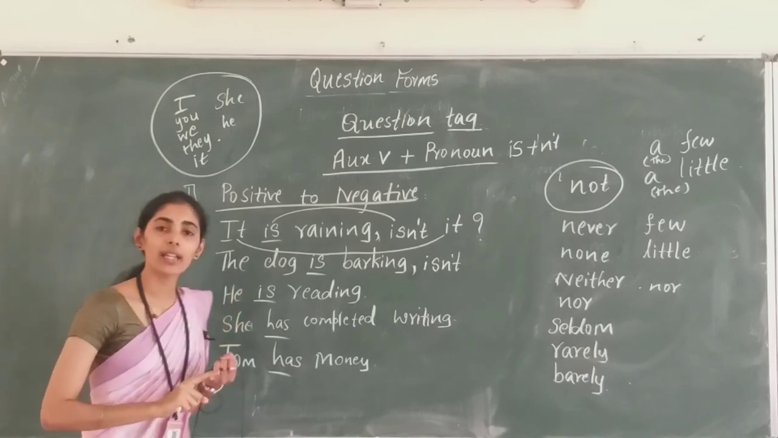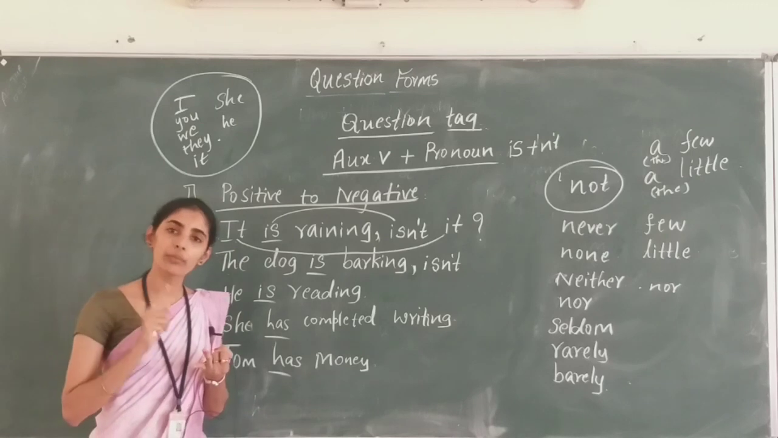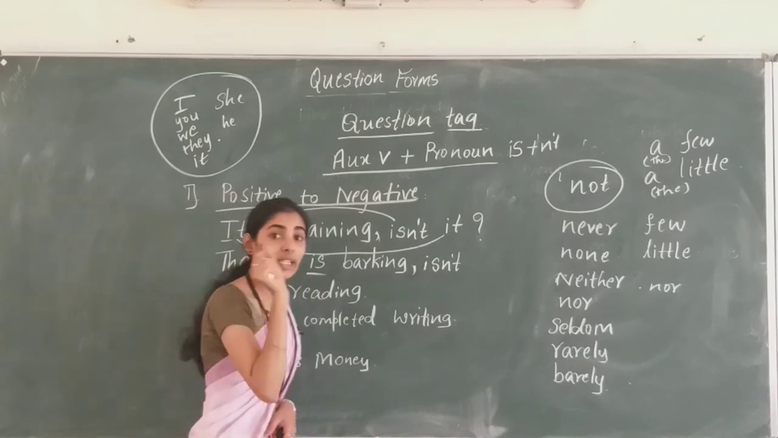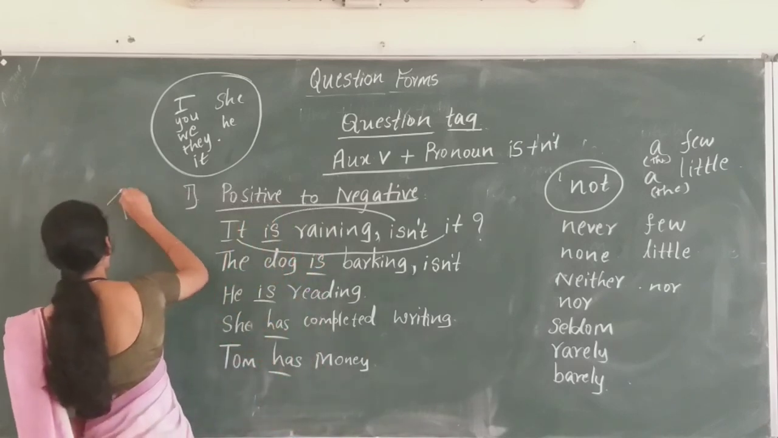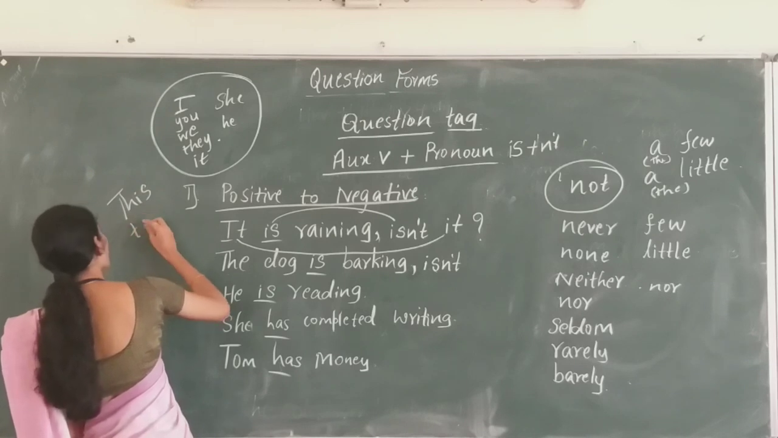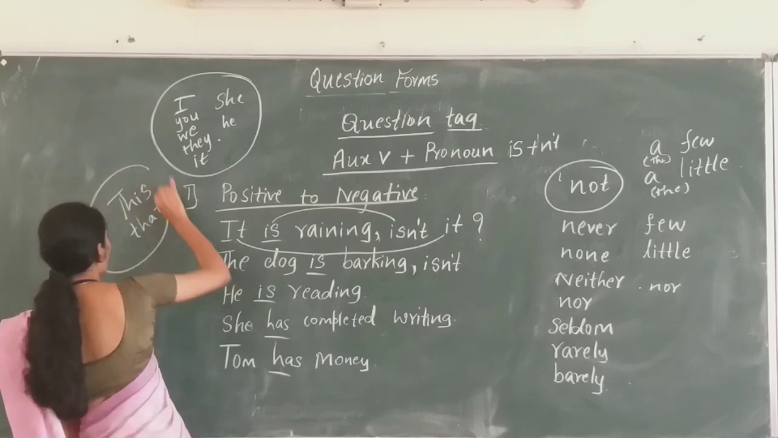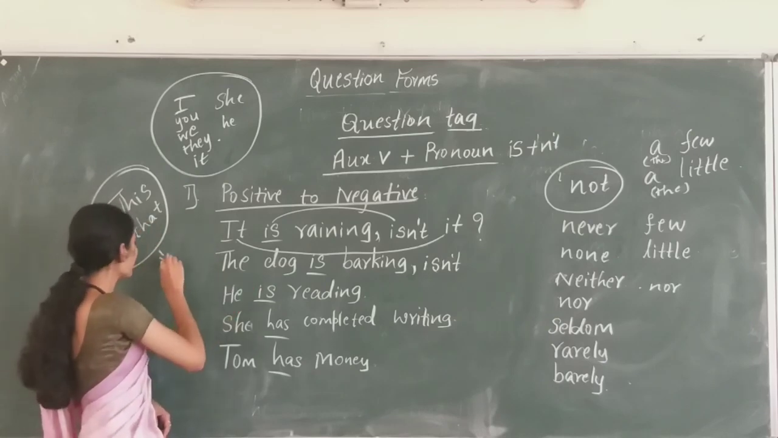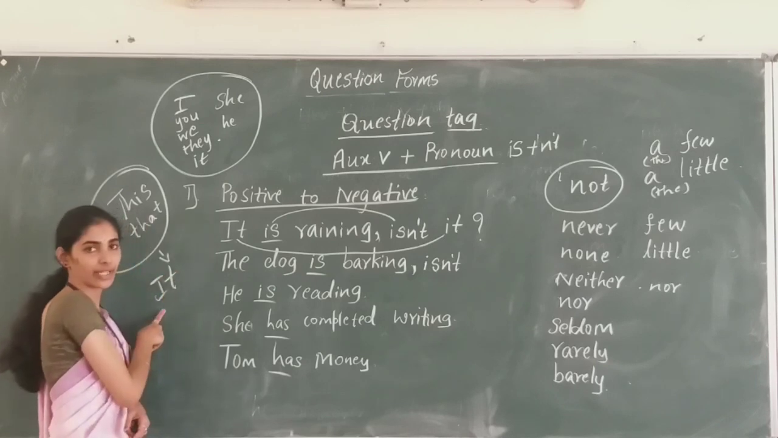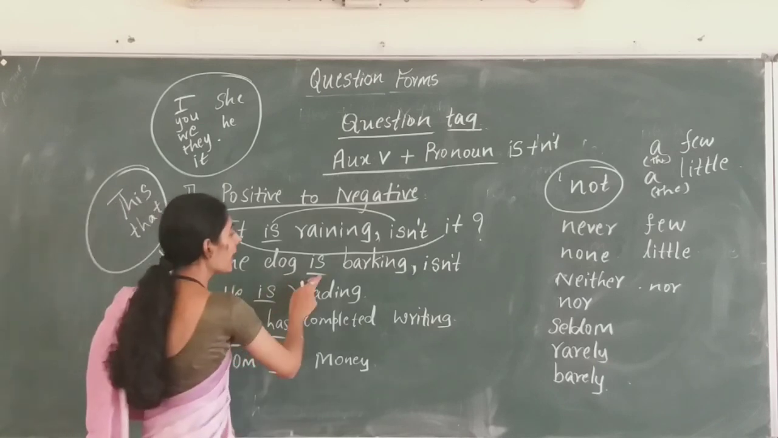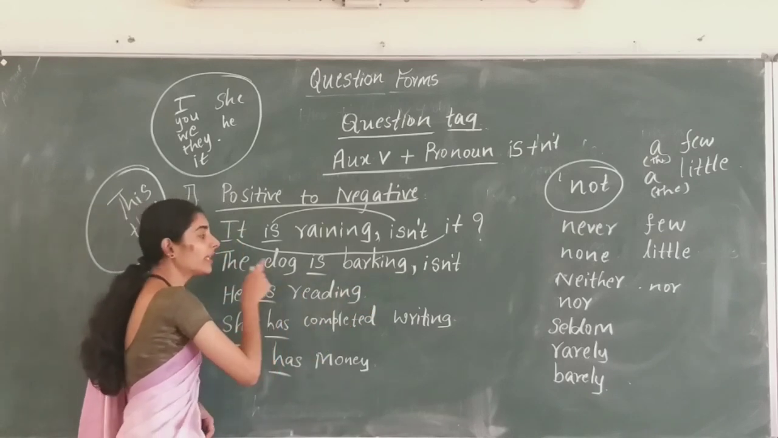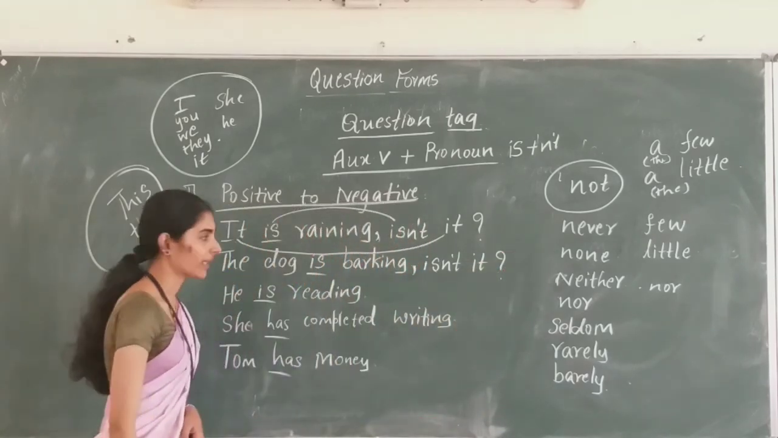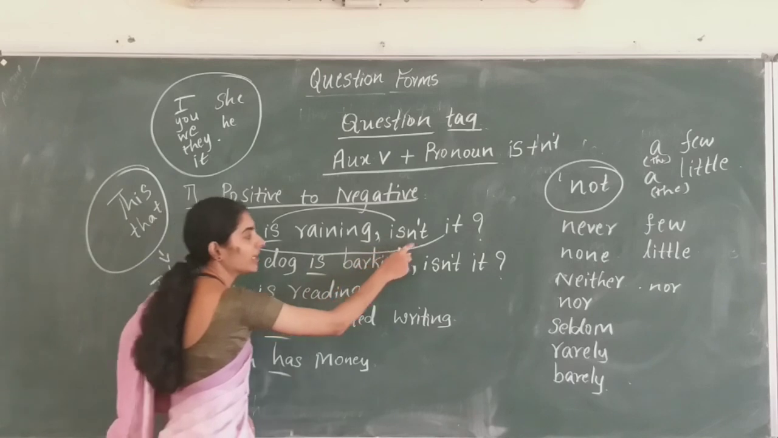So whenever you find the names of animals or birds or an object in the subject, then you have to make it "it." Remember, even if you find this and that in the subject position in the question, then it becomes "it" in the question tag. Can you see this? Yes. The dog is barking. So it becomes "isn't it."